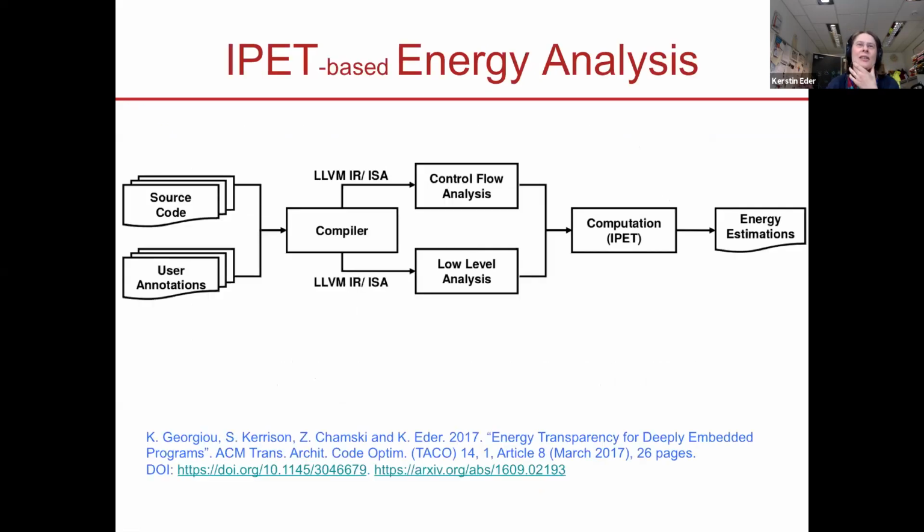So energy analysis with HiPEAC. Okay, we've got the source code, we've got user annotations. The user annotations can, for instance, tell us something about the loop bounds. We put this into the compiler, we get the control flow analysis, we get the low-level analysis. Based on this, we do the computation, the implicit path enumeration technique, and then we get energy estimations. Sounds good? Let's go for it.